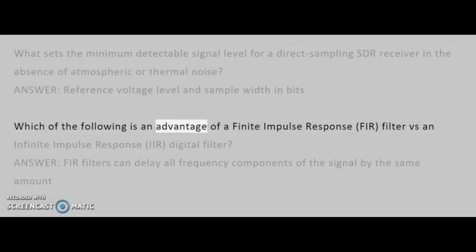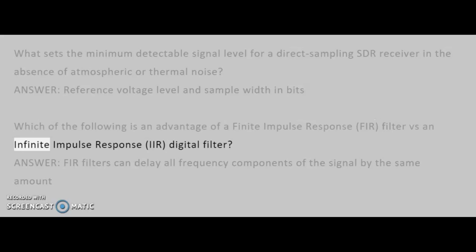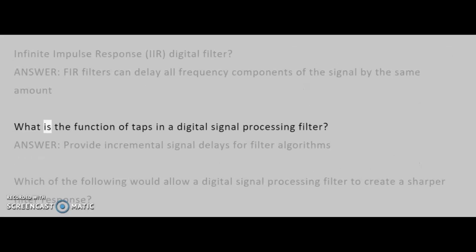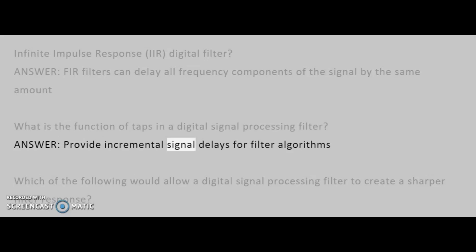Which of the following is an advantage of a finite impulse response (FIR) filter vs an infinite impulse response (IIR) digital filter? Answer: FIR filters can delay all frequency components of the signal by the same amount. What is the function of taps in a digital signal processing filter? Answer: provide incremental signal delays for filter algorithms.